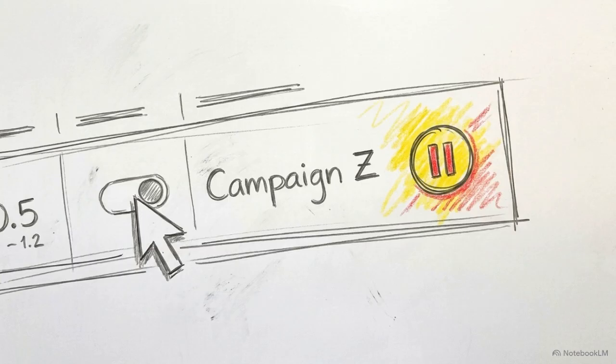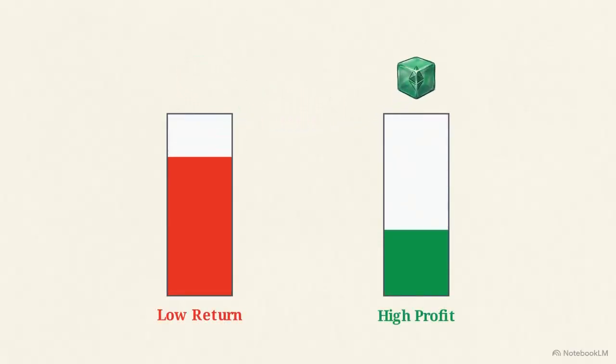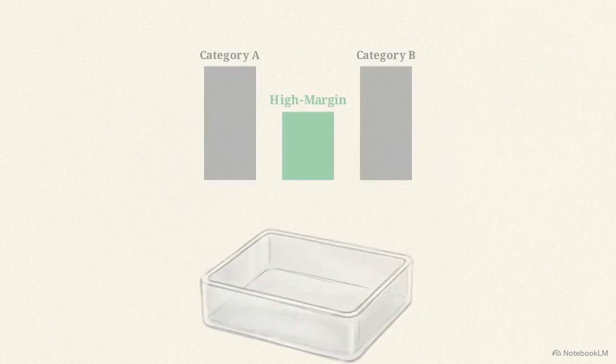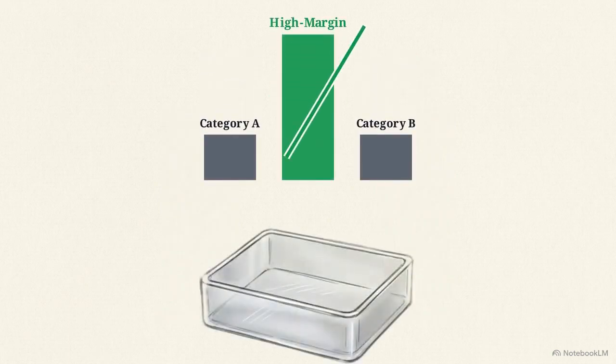Pause those bottom performers immediately. Take the daily budget you are wasting there and reallocate it strictly to the campaigns hitting your profit targets. By segmenting your data, your high-margin products are no longer choked out by less profitable categories, ensuring your budget is available for the products that generate the most return.